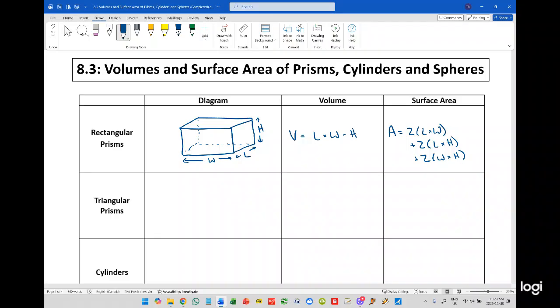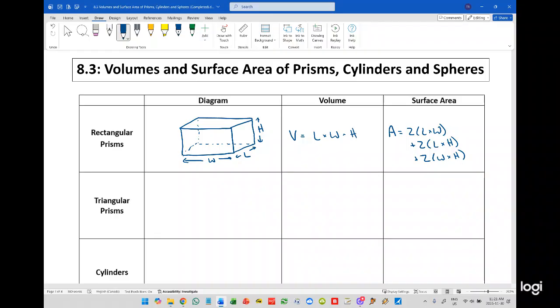Okay, a triangular prism, and I'm doing triangular prism just to kind of mimic our previous lesson on perimeter and area where we did rectangles, triangles, and circles. But I want to be clear that triangular prisms and rectangular prisms, all prisms really are the same thing. They're just 2 identical shapes that have been stretched apart.